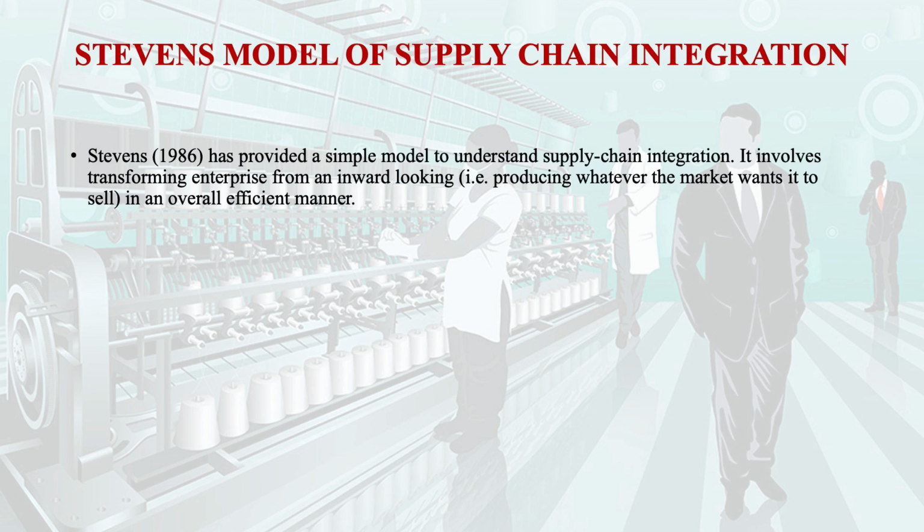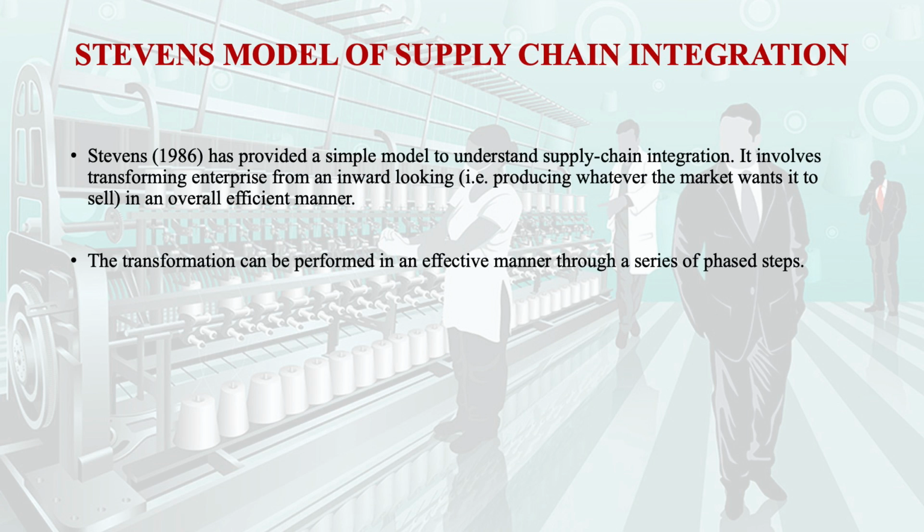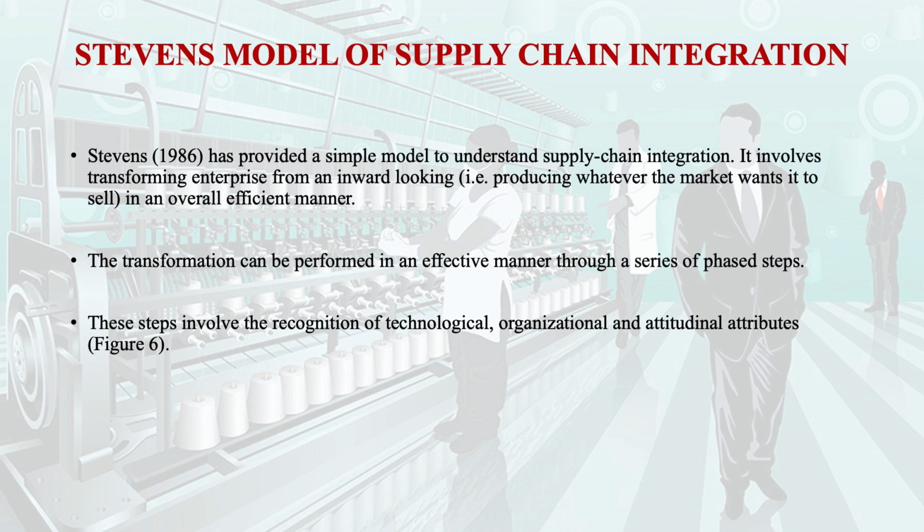Now, Stevens' model of supply chain integration. Stevens gives a simple model to understand the supply chain integration. It involves transforming the enterprise from an inward looking one, that is, producing whatever the market wants by itself, to an overall efficient manner. The transformation can be performed in an effective manner through a series of phased steps. These steps involve the recognition of technological, organizational and attitude attributes, which we are going to show you.